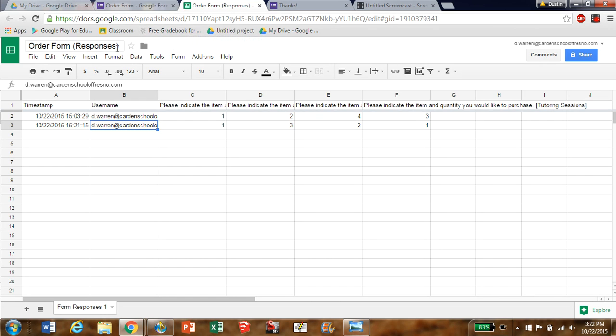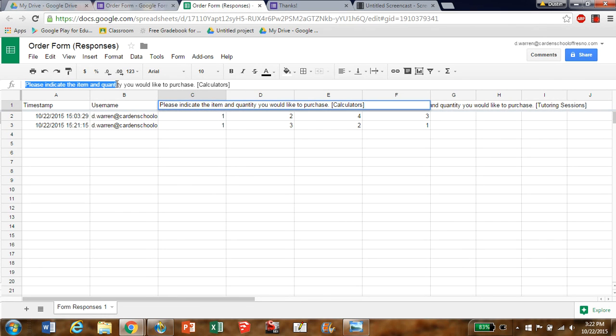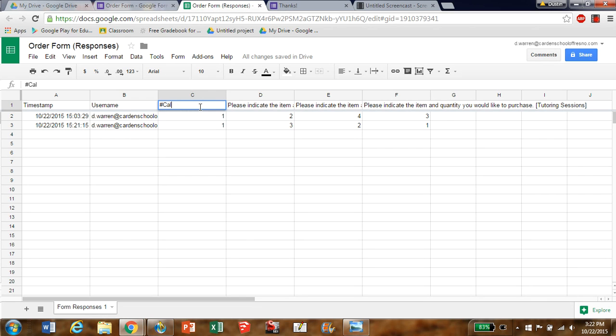First things first, take a look at these columns and the headers for each column. That's the top row. You can see that it says the entire question, "Please indicate the item and quantity you'd like to purchase," and then in brackets the actual item. So I'm going to rename this column. I'm just going to delete this, and I'm going to say this is the number of calculators.